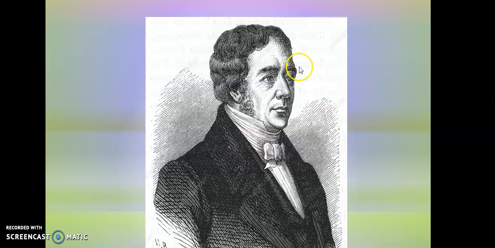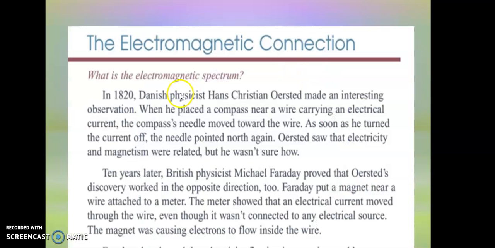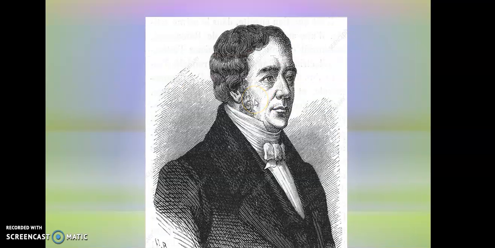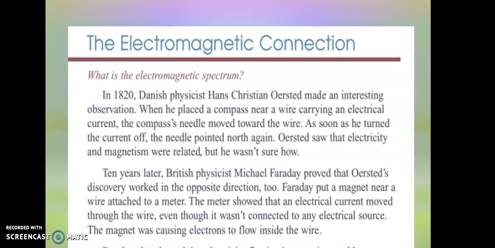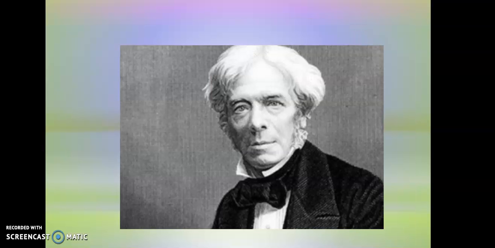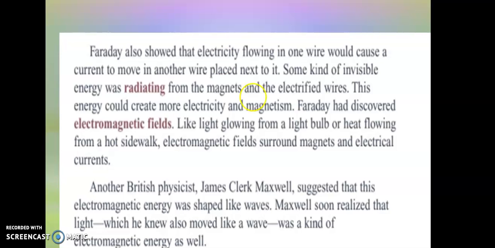This is the picture of the first physicist, Hans Christian Ørsted, right? And the second picture is about Michael Faraday, the second one that continued with Ørsted's theory ten years later. So Faraday also showed the electricity flowing in one wire will cause a current to move in another wire placed next to it.